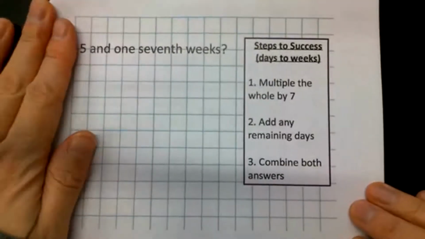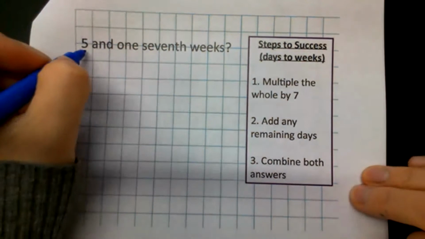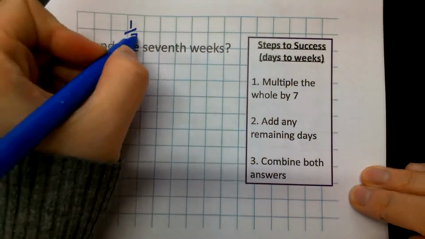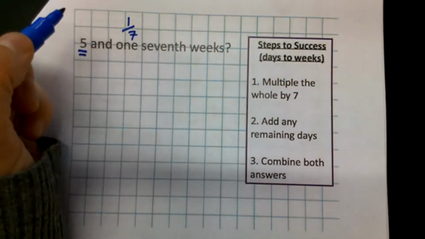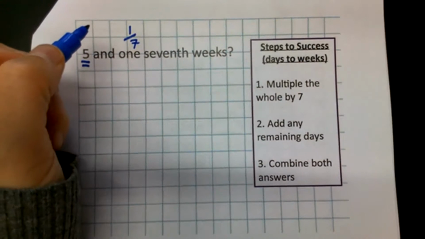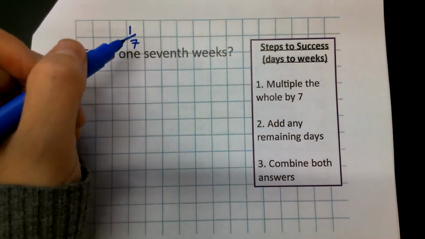Okay. Let's take a look at this one. 5 and 1/7 week. All right. So how am I going to calculate this? So I have 5 weeks and 1/7. Now, why do you think we have 7 as the denominator? Do you know? Yeah, because there are 7 days in 1 week.